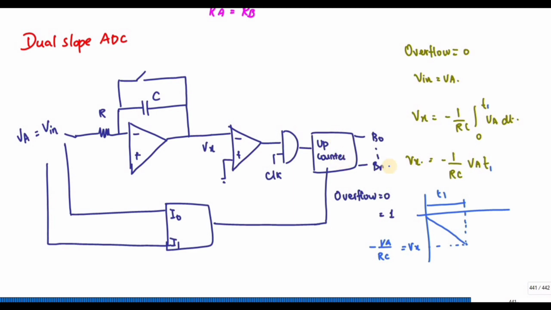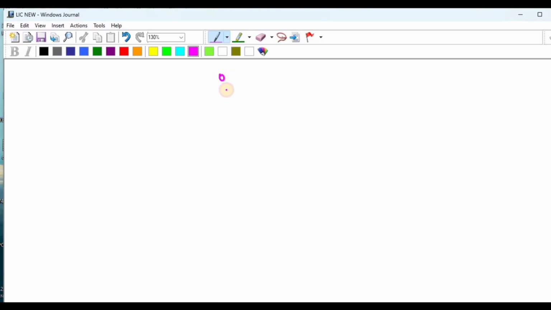Up to how much value will it count? The t1 value is equal to 2 power n of t clock. Why am I taking t1 equal to 2 power n of t clock? Suppose it is a 2-bit counter, it will count 00, 01, 10 and 11. Once it reaches 00 again, the overflow bit becomes 1. So till this point it is taking 2 power n t clock, that is 4 t clock, 1, 2, 3, 4.